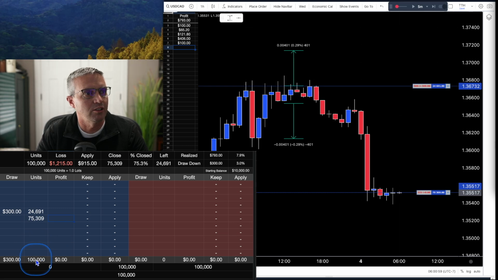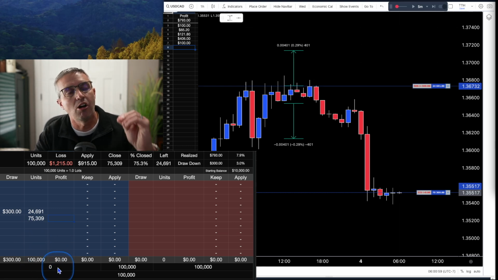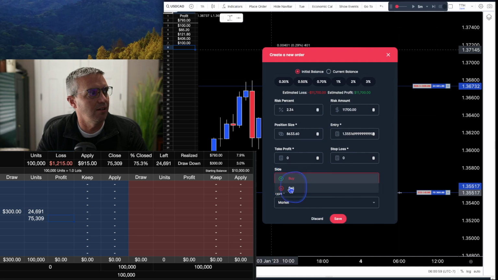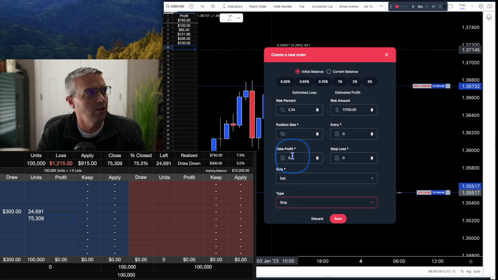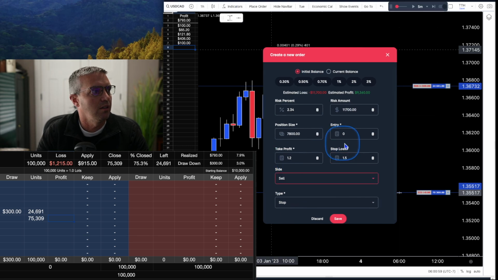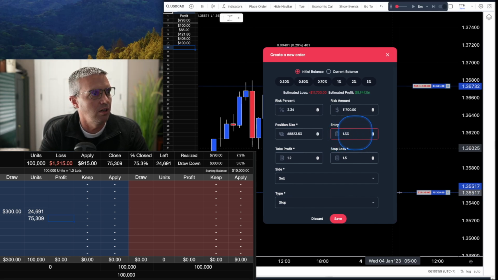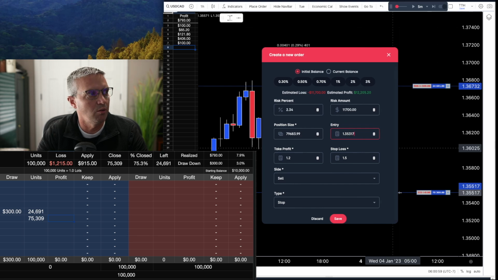We now have 100,000 units. We are at capacity on our long side. Now we have to protect and balance our hedge. So we're going to place a sell stop order, and we're going to do that 20 pips below the market. So 1.35317. The market is at 1.35517. We're going to go to 1.35317. And this will be for 100,000 units.